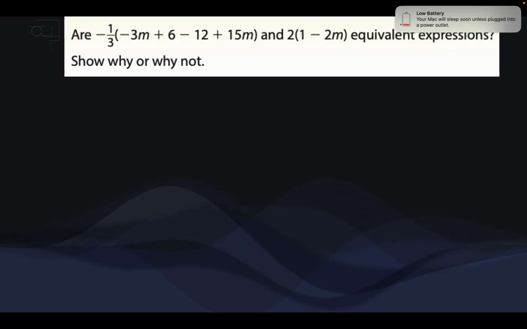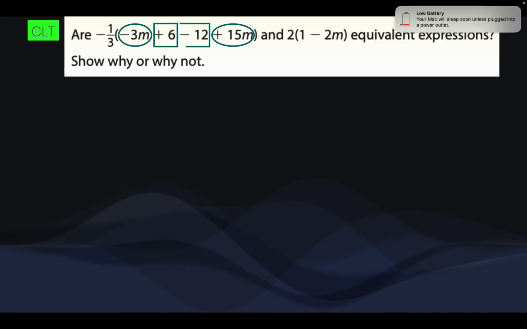All right, your next problem. Are negative 1/3 times negative 3m plus 6 minus 12 plus 15m and 2 times 1 minus 2m equivalent expressions? Show why or why not. So what we need to do here is follow our order of operations to simplify both of these. So I'm going to put my circles and my squares around the first one because order of operations says parentheses and exponents first, and I can work within my parentheses.